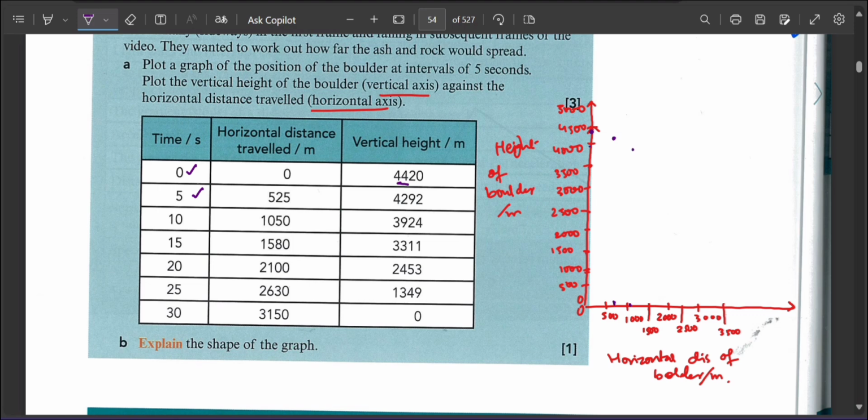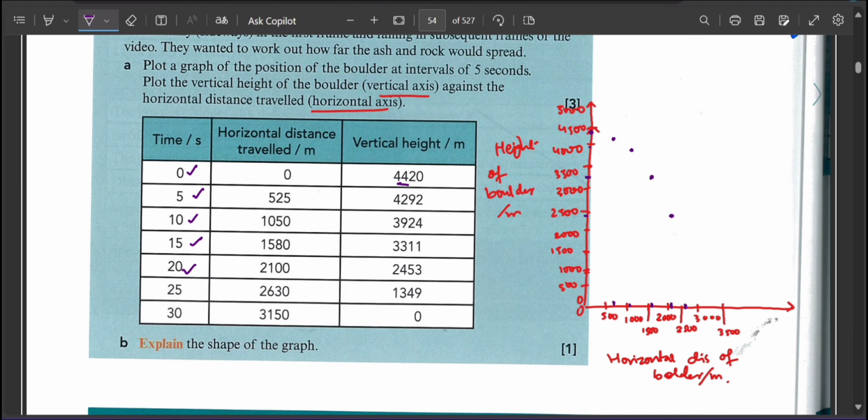Then we have 1580 जो कि यहाँ पर बन रहा होगा y x एक्सिस पे, और 3311 जो है वो हमारे पास इस तरफ बन रहा होगा in the y axis. And when we join those points from the scale, we can see इधर से कुछ बन रहा है. Then we have 2100 which will be over here, and then 2453 which will be over here. So the connected point is going to be like this.